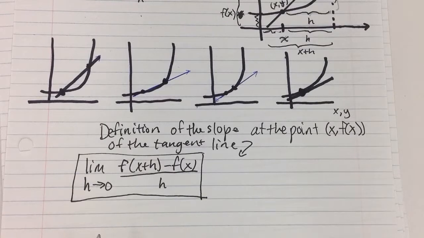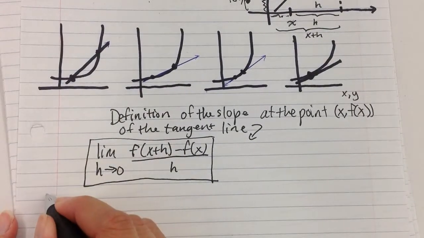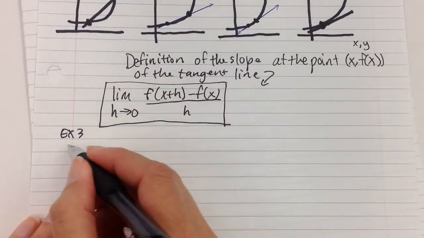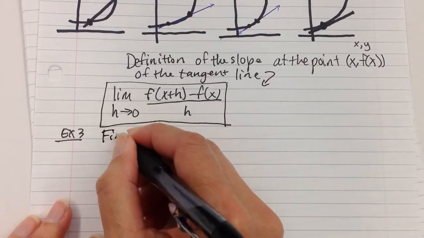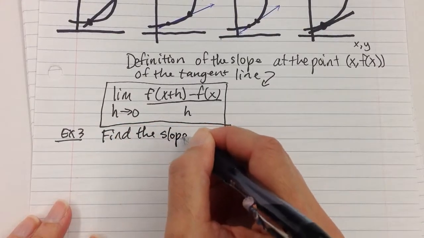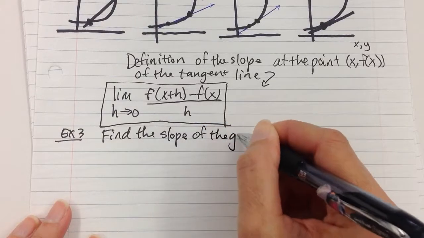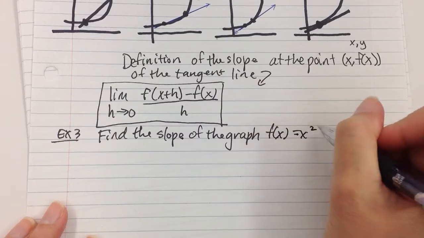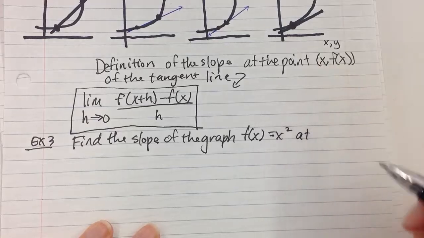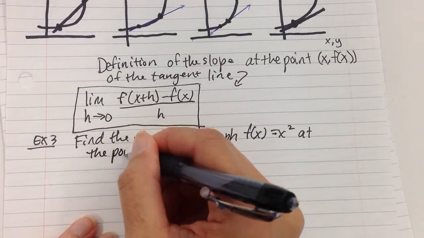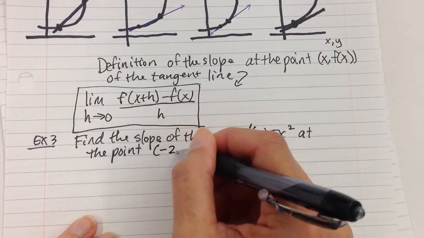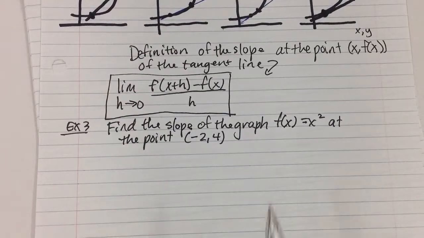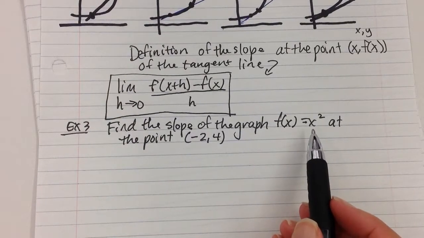Okay, so let's look at example 3. We'll do example 3 together. We have enough room here on the next page, and we'll put this to use. Let's put this equation to use. It says find the slope of the graph f of x is equal to x squared at the point -2, 4. So what does f of x equals x squared look like?